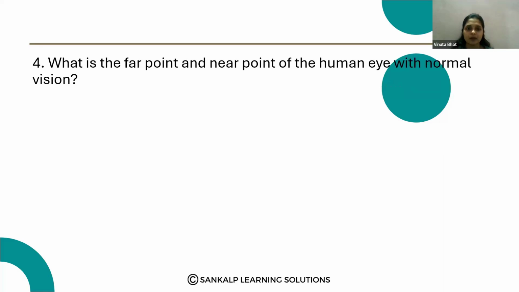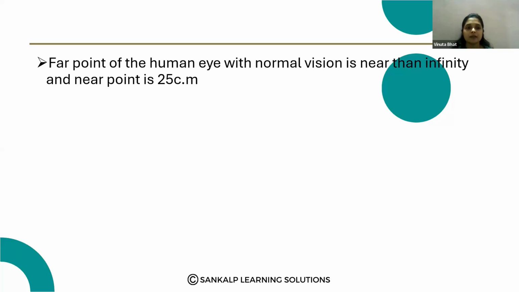Next question. What is the far point and the near point of the human eye with normal vision? Here, the far point of the human eye with normal vision is infinity and the near point is 25 centimeter.